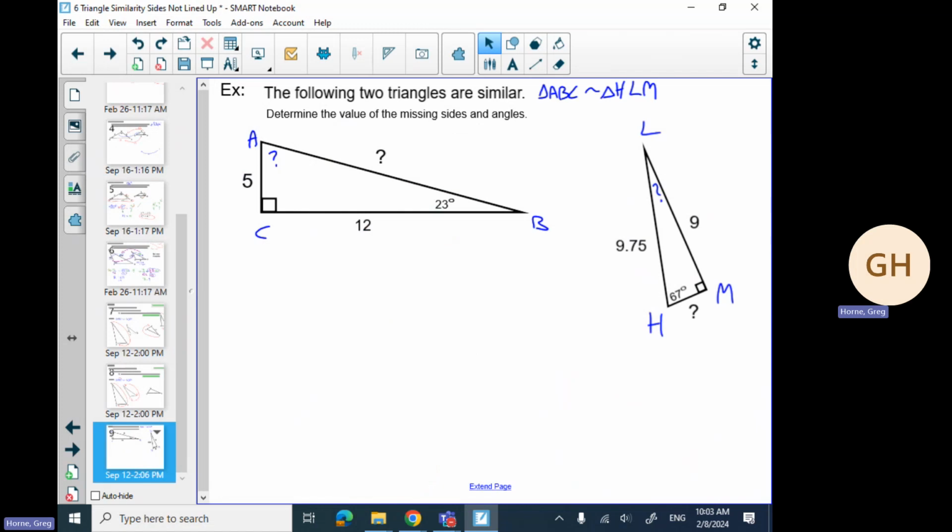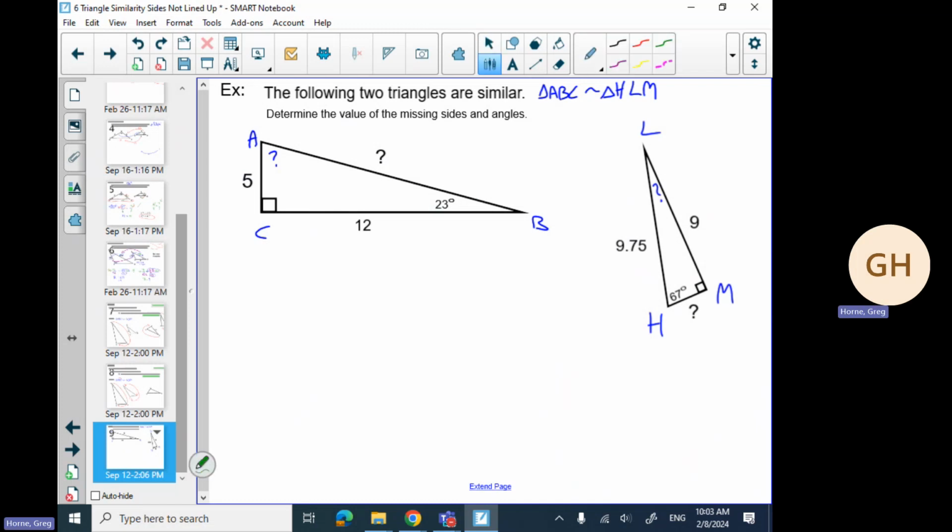So here is one example for you to try. They're saying they're similar. If you want to give it a try and then get some help on it if you need, or check your work, just press pause and then come back and check what I did. Okay. So let's get going here.